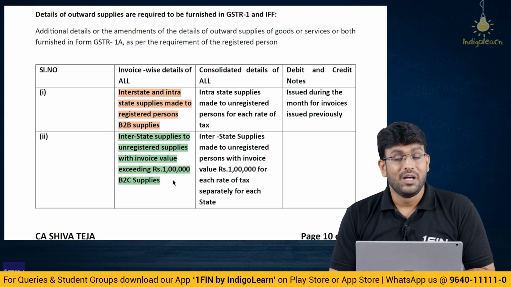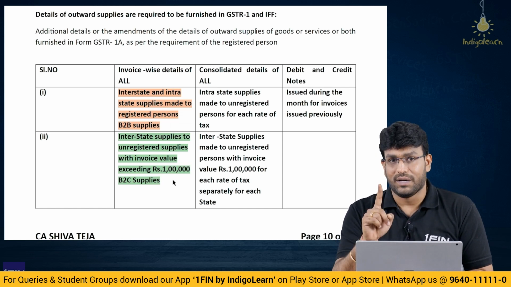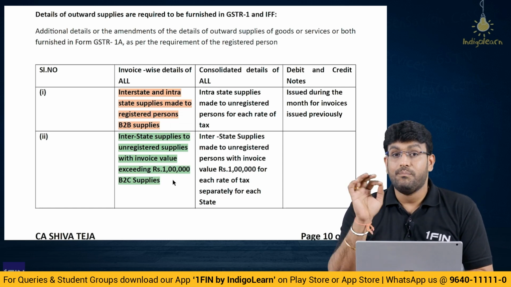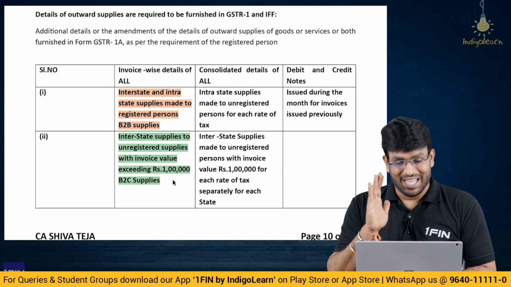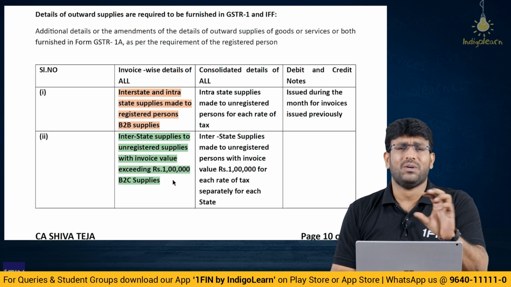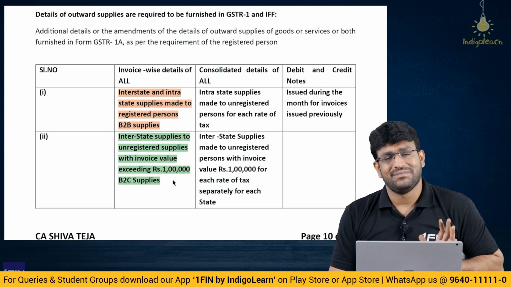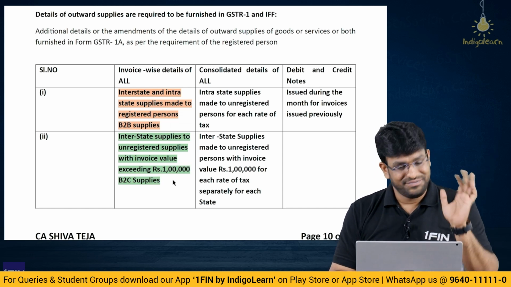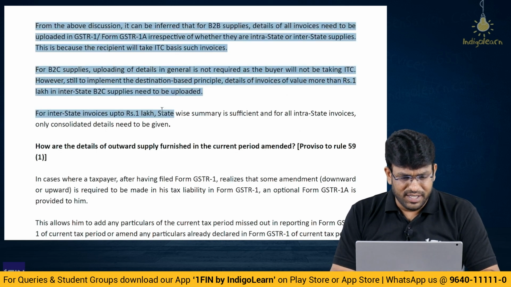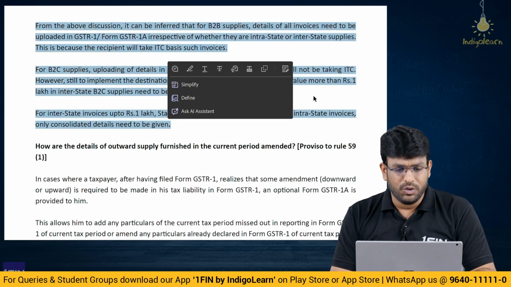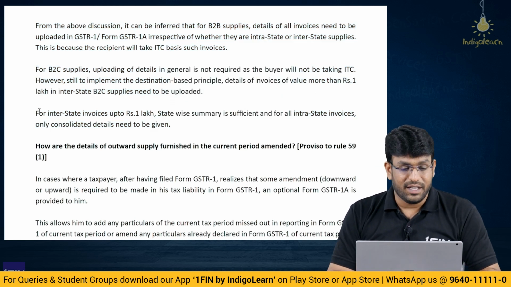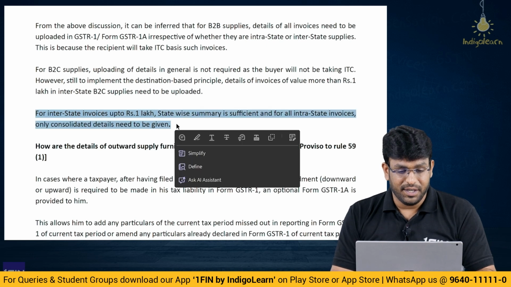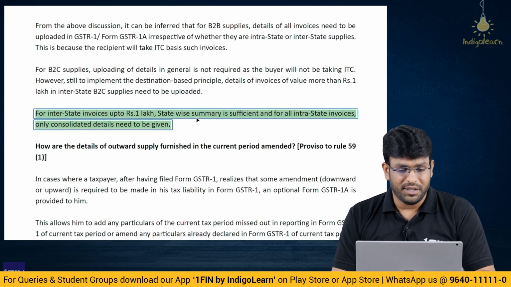Getting the point, my dear friends? So where are invoice-wise details required? Number 1, B2B supplies. Number 2, B2C interstate where invoice value is more than 1 lakh. Already we know this concept, but the only difference is that 2.5 lakhs has become 1 lakh. Nothing new, only the limit has been changed. So B2B invoice-wise details are mandatory, and B2C interstate where invoice value is more than 1 lakh also needs invoice-wise details. If not, consolidated details are required.